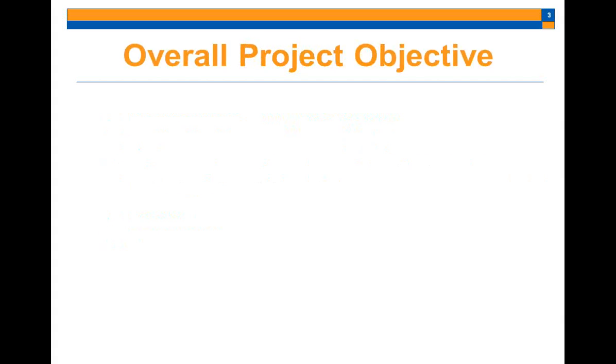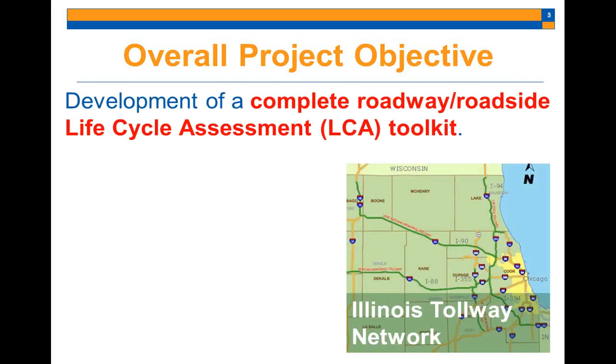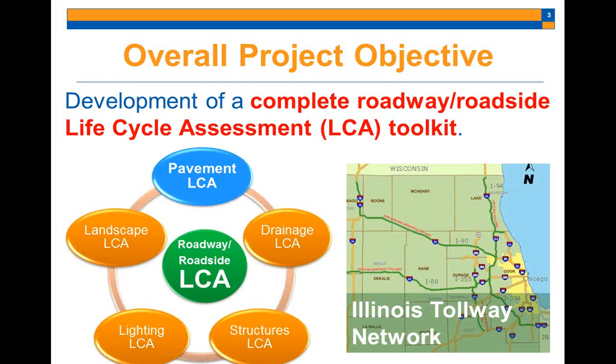So the work presented today is actually part of a larger project that is for the Illinois Tollway Authority. And the main objective of this project is to develop a complete roadside life cycle assessment toolkit. So the toolkit consists of 5 different modules: the pavements module, drainage, structures, lighting, and landscape. And the university here is working with 5 research associates and the right environment to come up with these modules. And today I'll be mostly focusing on the Pavement LCA module, so that's highlighted.